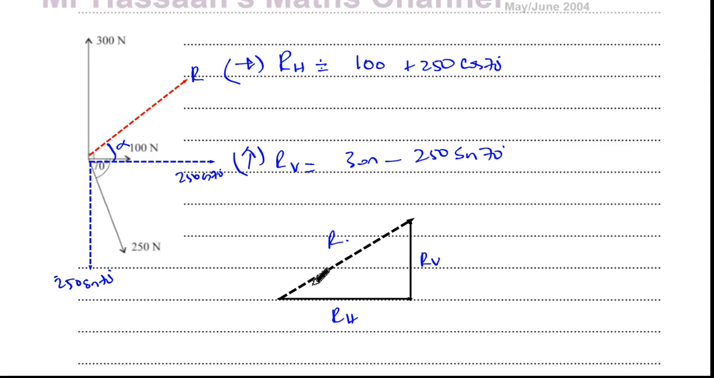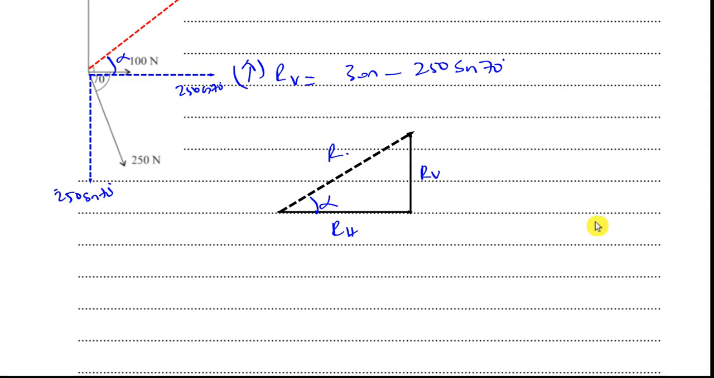This is what we have to find, and this is the angle we have to find. So we need to find this resultant force, and we need to find this angle, and we know the value of these two. So if I want to find the angle, well, let's say I want to find R. R is going to be the square root of the square of RH plus the square of RV. Okay, that's going to be our resultant force.